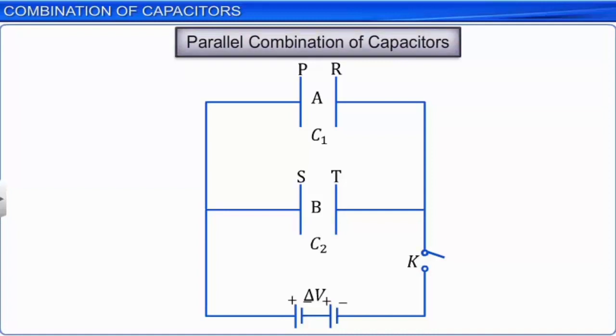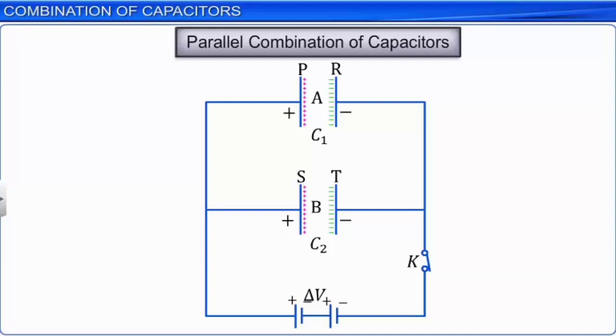When the key is closed, electrons are transferred through the wires and reach the plates. This transfer leaves the plates P and S positively charged and the plates R and T negatively charged. The energy required for this transfer is taken from the battery. The chemical energy stored in the battery is converted to the electrostatic potential energy associated with the separation of charge across the capacitors. The flow of charge to the plates of the capacitors stops when the plates acquire the potential difference equal to that supplied by the battery.